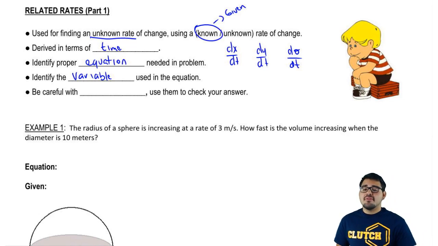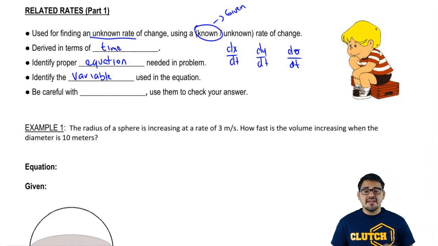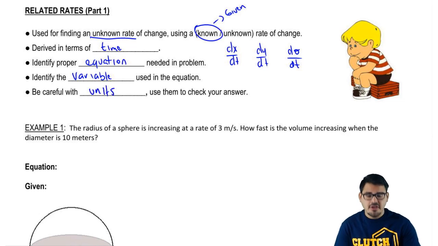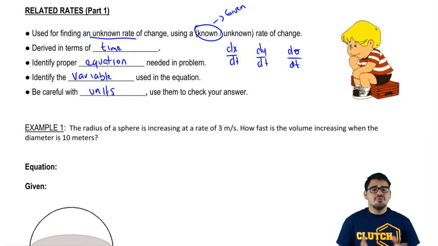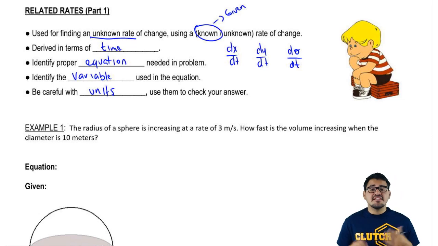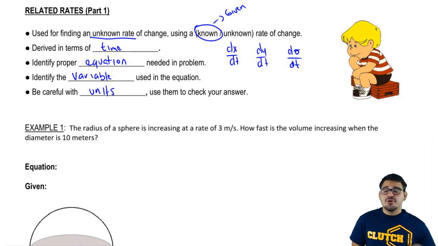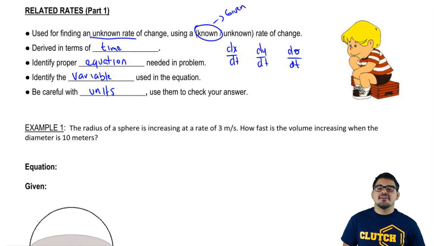On top of that, let's be careful with something that can help us as an answer check: units. Units are going to be very, very important. Rarely do we care about units in calculus, but when it comes to related rate problems, we care about units a lot. They're going to tell us if there's something wrong with our answer if we don't get the right units. So let's go ahead and do example 1 so you guys can see how we can put all these bullets together into tackling a problem.